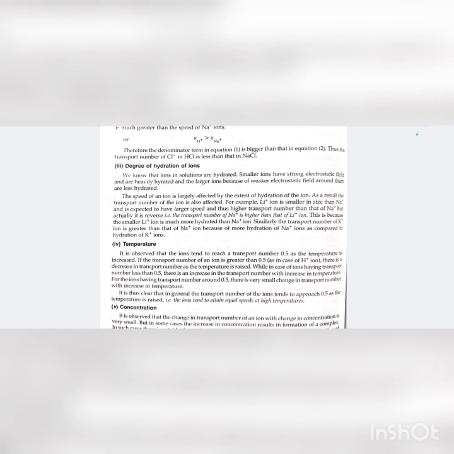But actually it is reversed. The transport number of Na+ is higher than that of the lithium ion. This is because the smaller Li+ ion is much more hydrated than the Na+ ion. Similarly, the transport number of the K+ ion is greater than that of Na+ ions because of more hydration of Na+ ions as compared to the hydration of K+ ions.